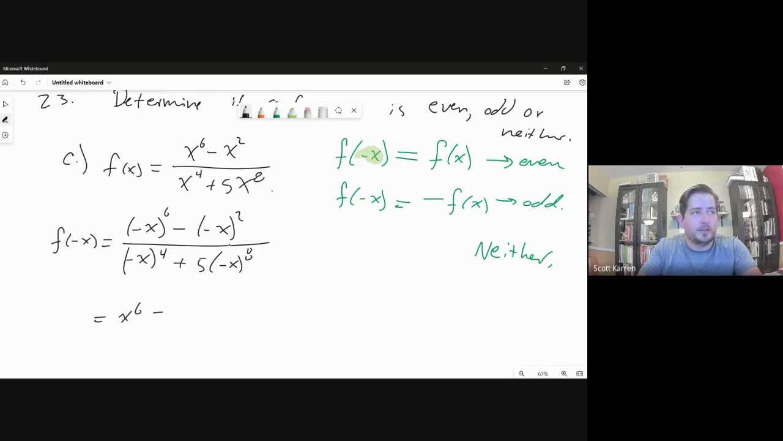Minus the x squared is negative x squared now. It's a negative times a negative, so it's still positive x squared, but the operation between the x to the 6th and x squared is still minus, so it's x to the 6th minus x to the 2nd. And the same thing happens in the denominator. Negative x to the 4th multiplies out to x to the 4th, plus 5 times negative x to the 8th, which multiplies out to be x to the 8th. So this is the same function, which is to say f of negative x simplified all the way down to the exact same function we started with, and that tells you this thing is even.